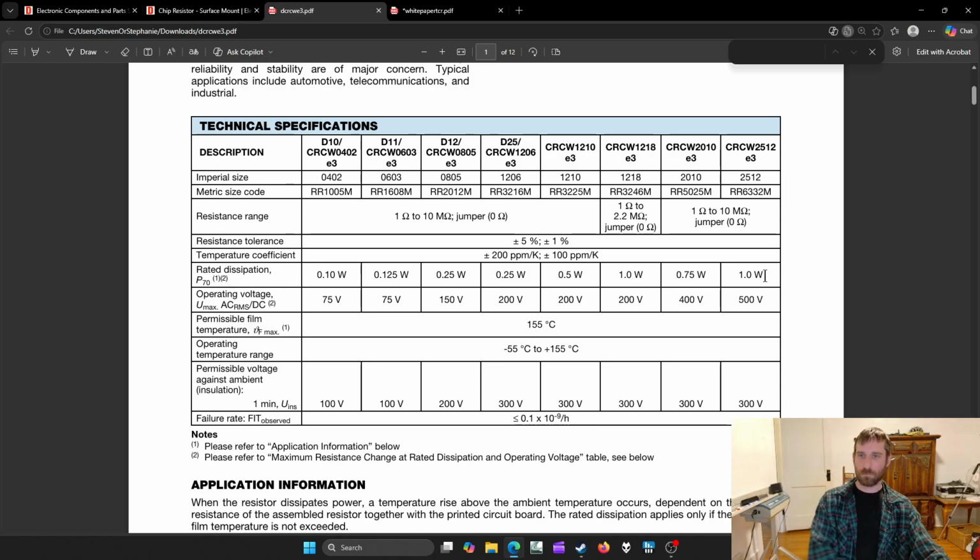Now, this next one, nobody talks about this one, but it can get you. And this is the operating voltage of these resistors. So this is completely different than the power rating. This is a voltage rating that is independent of the power rating.